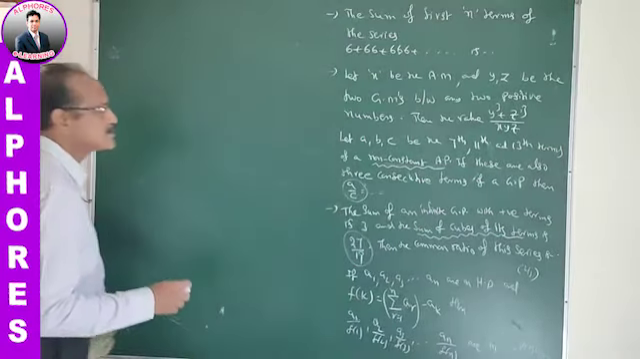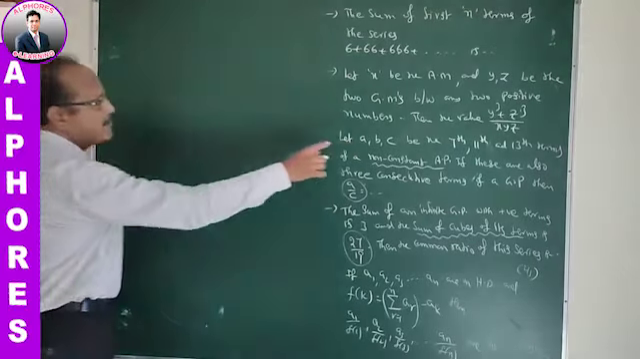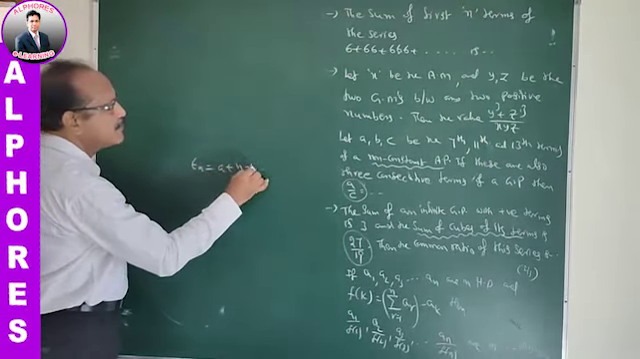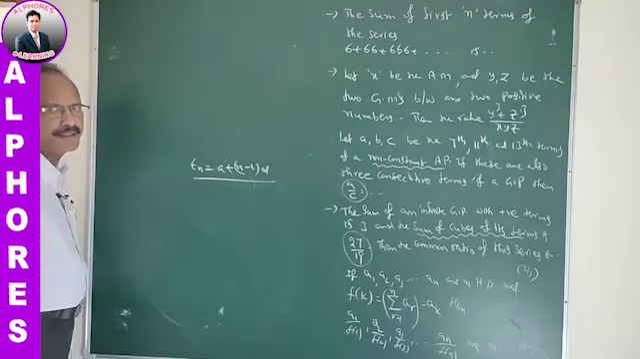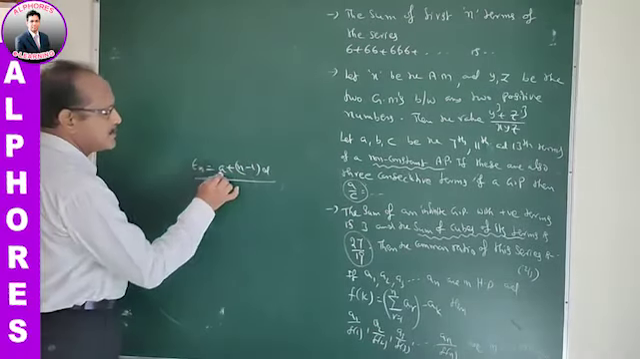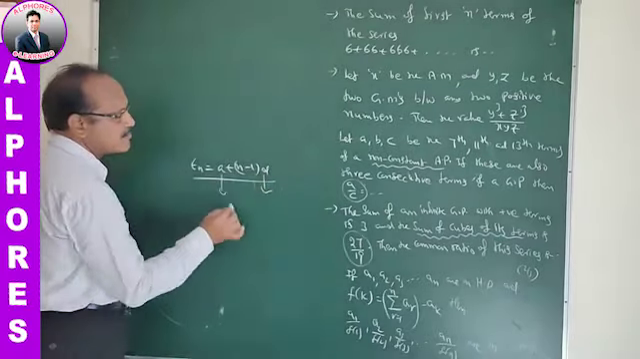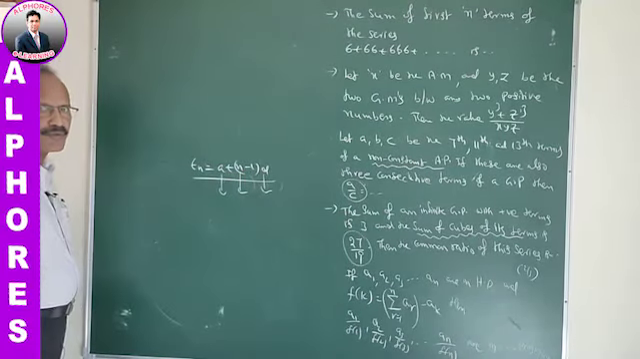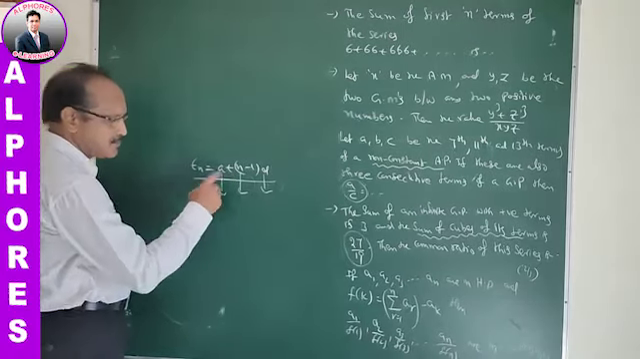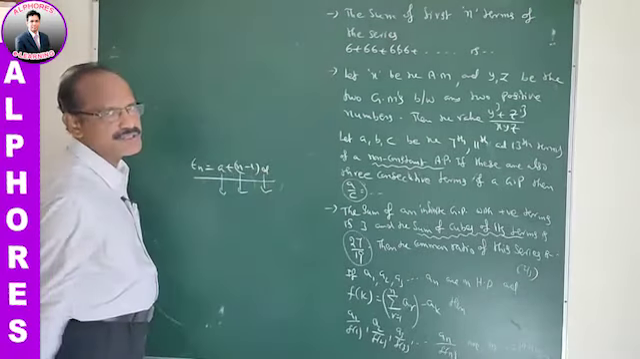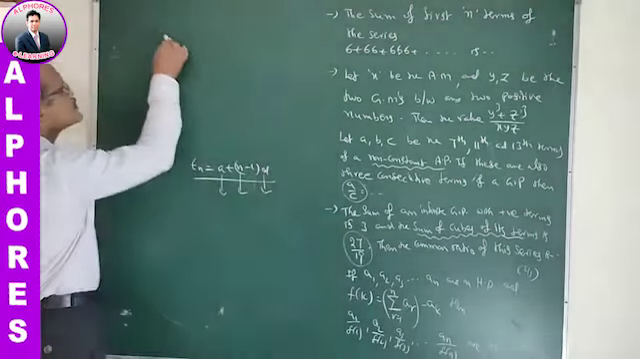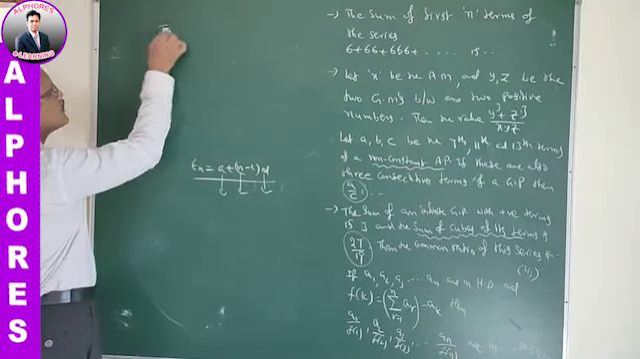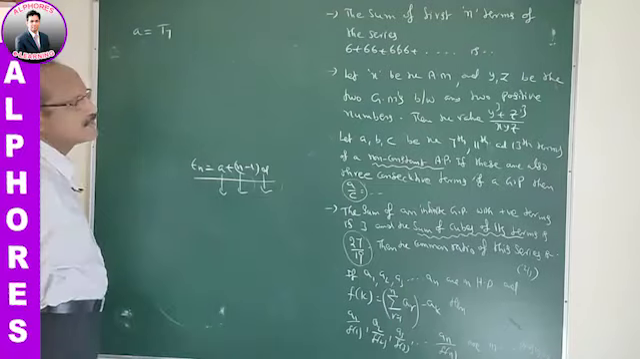Right, coming to the solution. The nth term of an AP is given by the formula A plus (n minus 1) into D, where A is the first term, D is the common difference and n is the number of terms. Tn is the nth term. Now we are using this formula in this solution. Small a is given as term 7, that is a is equal to term 7.